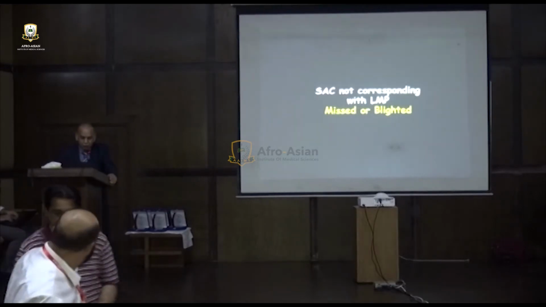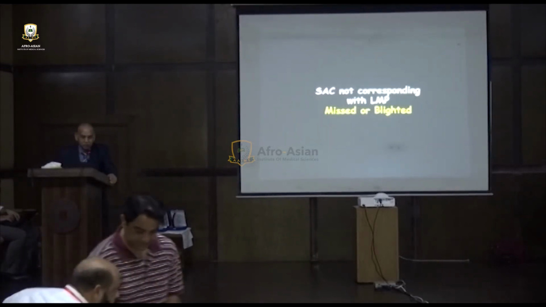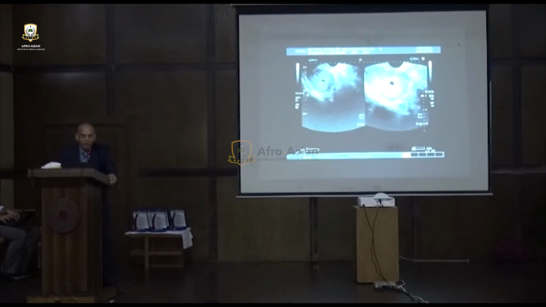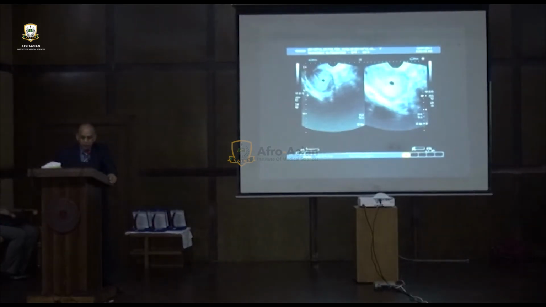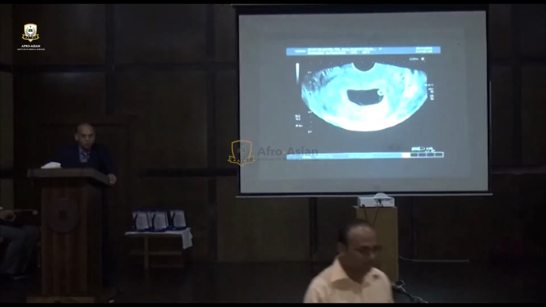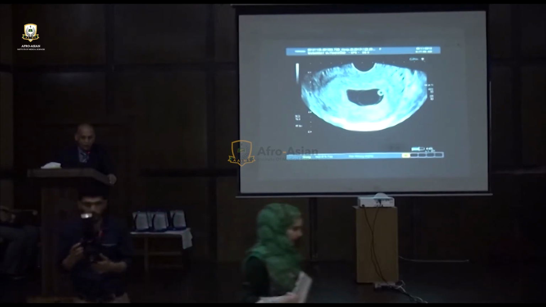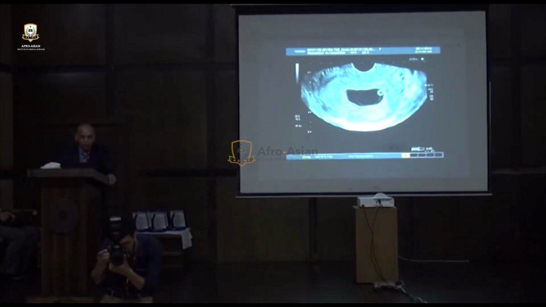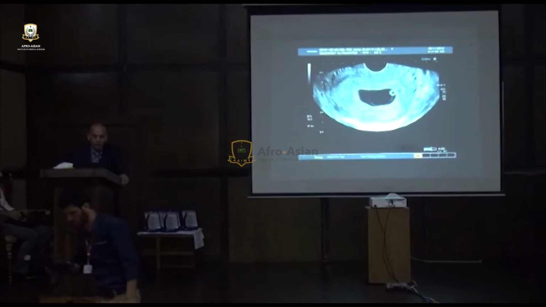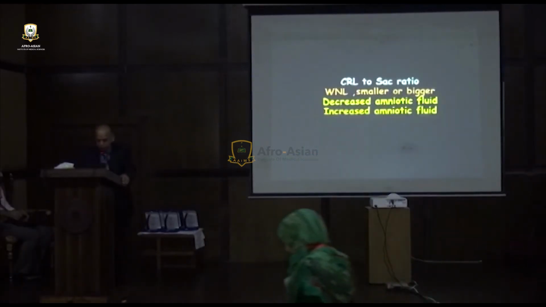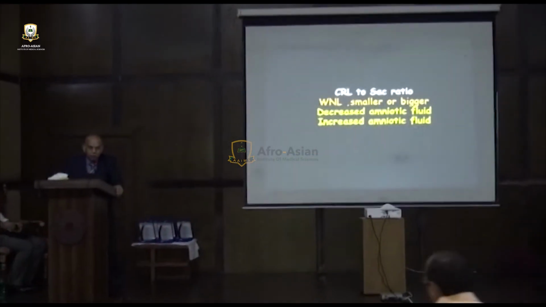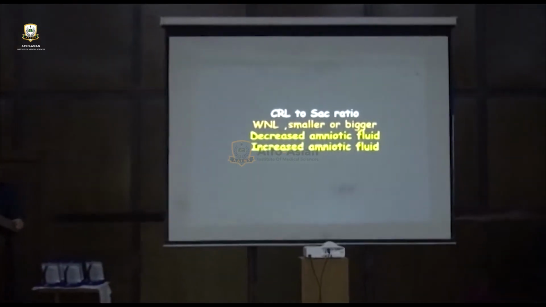Sac not corresponding with LMP, missed abortion or blighted ovum, and we must know the size of the sac and the ratio. So here is a patient where we see the sac, but a very teeny tiny yolk sac, which is telling us that it is more than 1.5 ratio. We always talk about ratio, we'll get more information.